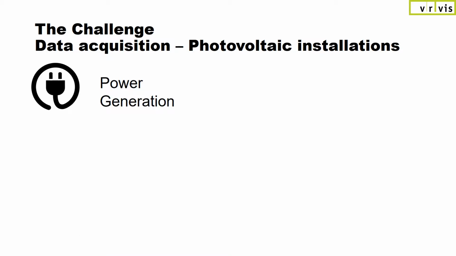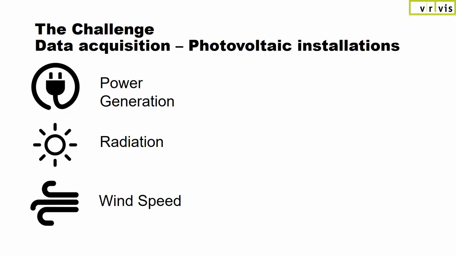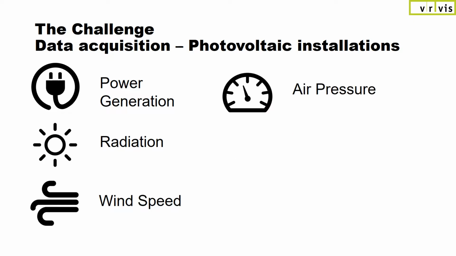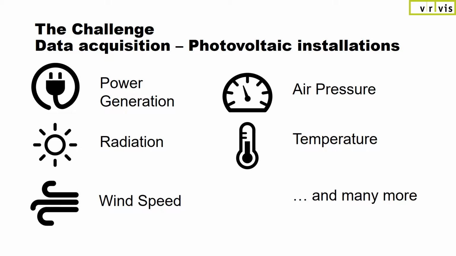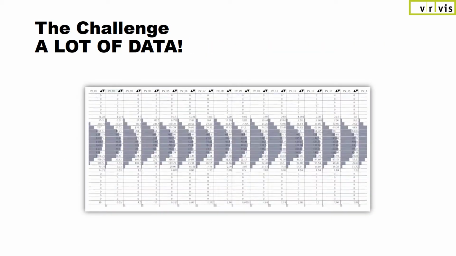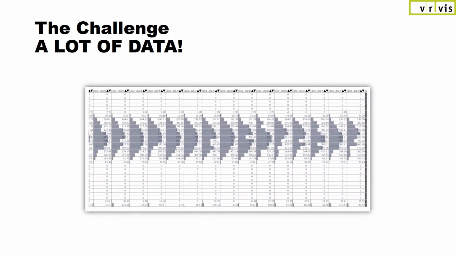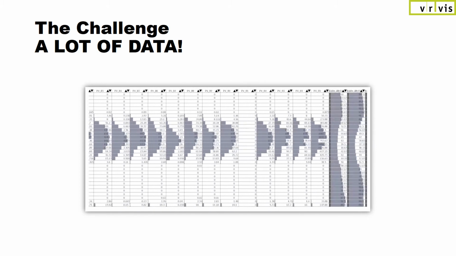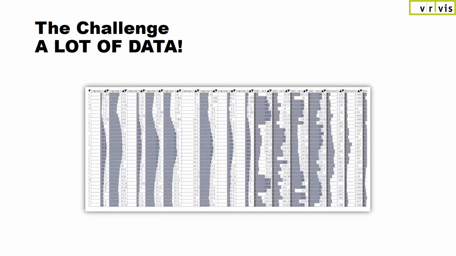Every photovoltaic plant acquires time series for their power production values, but also measures meteorological values like radiation, wind speed, air pressure, temperature, and many more. A lot of sensors, which means a lot of data. A lot of data means many data columns and data rows.